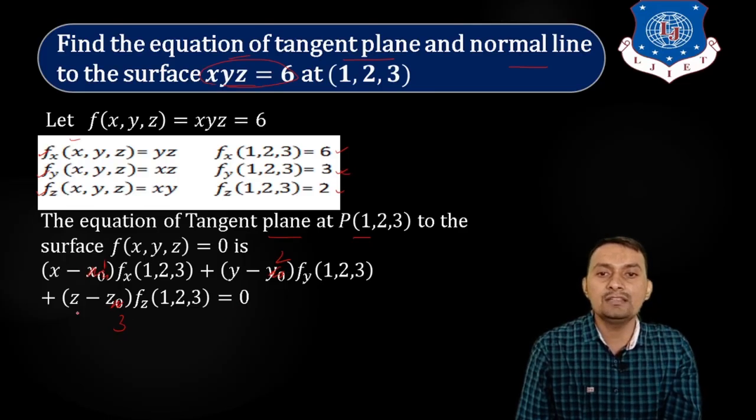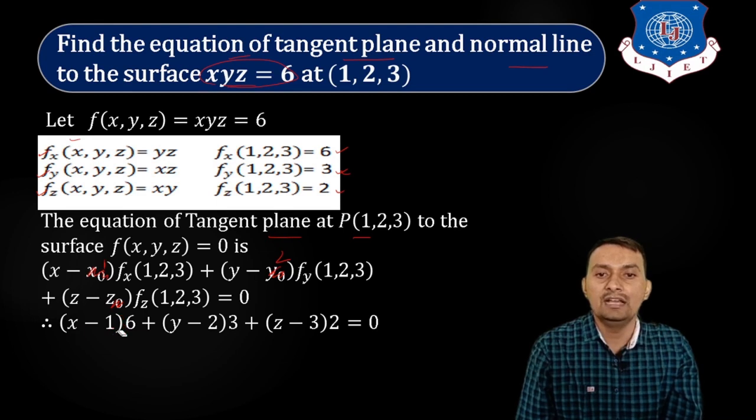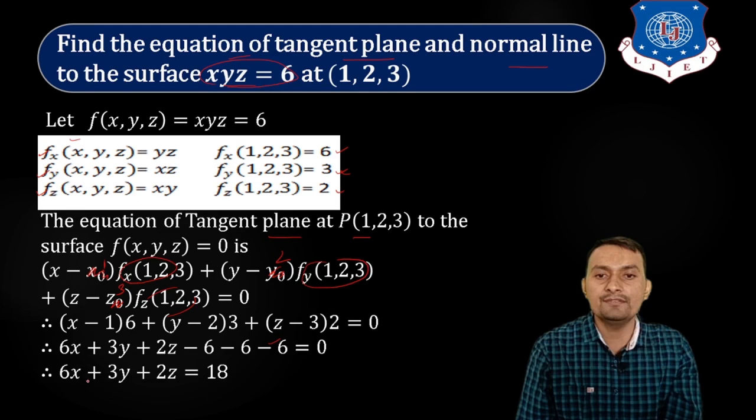If I substitute all these values, we will get (x minus 1) into 6, since f sub x is 6, then this quantity as 3, and this is going to be only 2. When we simplify, our answer is this one, and this is exactly the tangent plane.